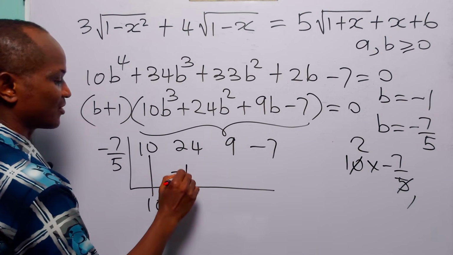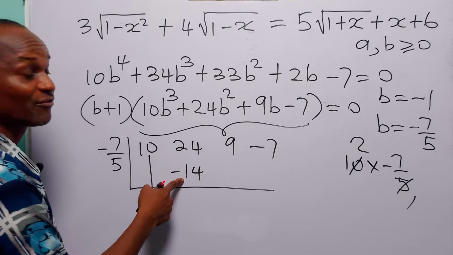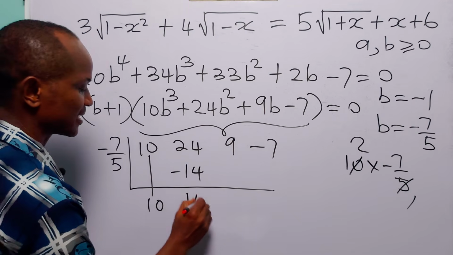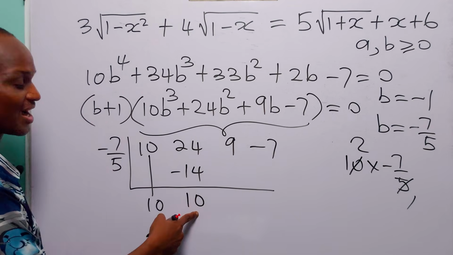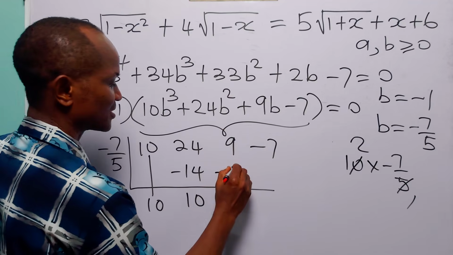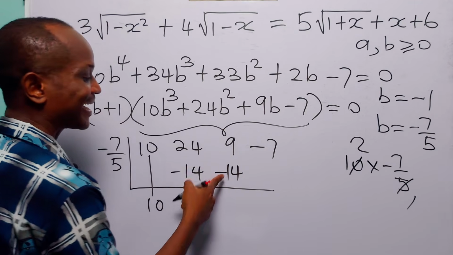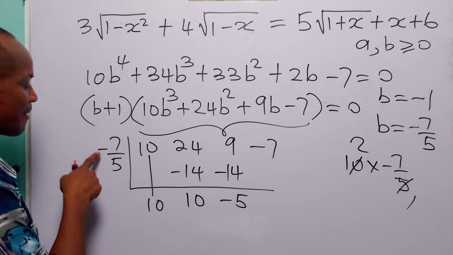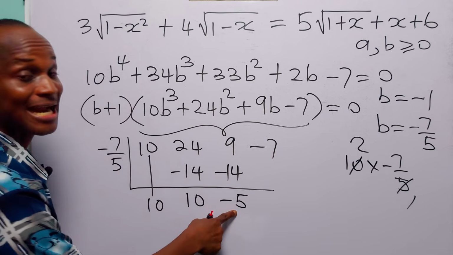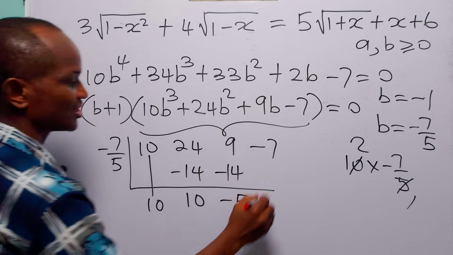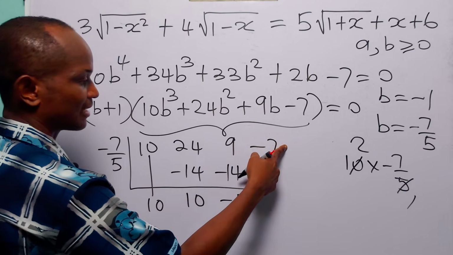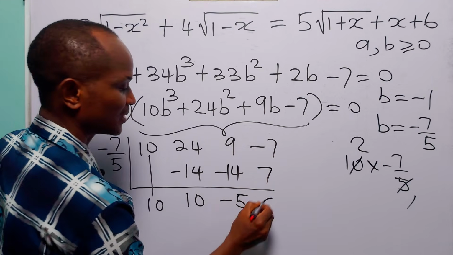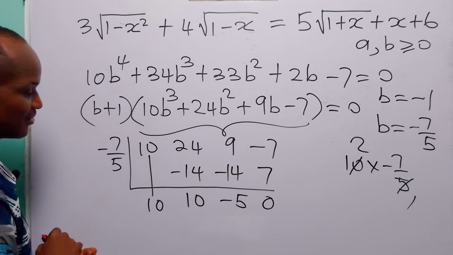That is minus 14. 24 minus 14 is 10. Minus 7 over 5 times 10 is minus 14. 9 minus 14 is minus 5. Minus 7 over 5 times minus 5 is going to give us 7. And minus 7 plus 7 is equal to 0.